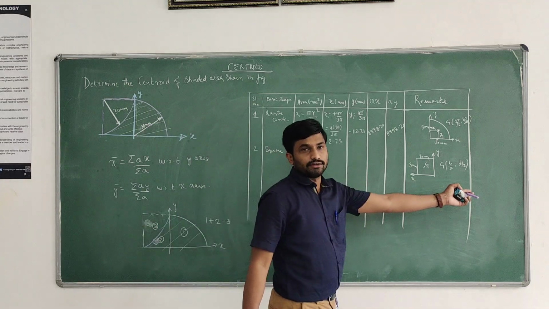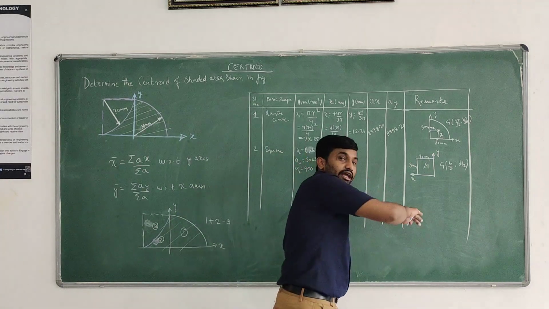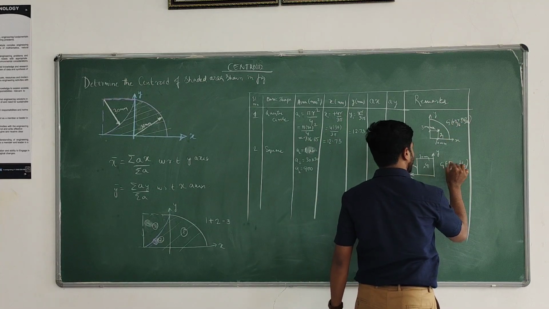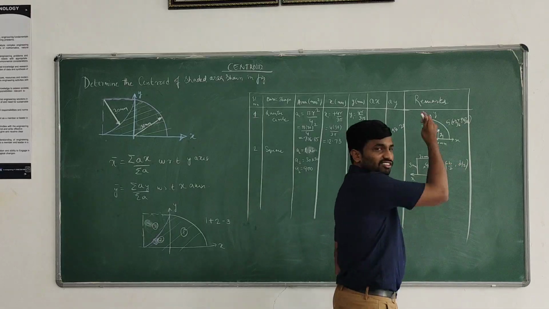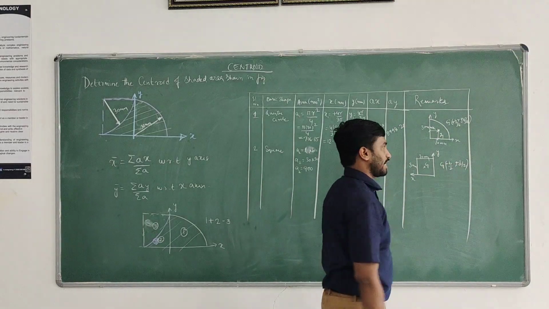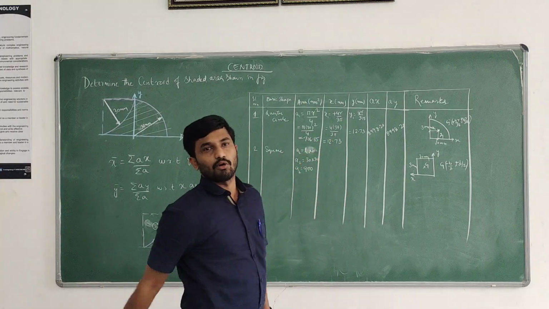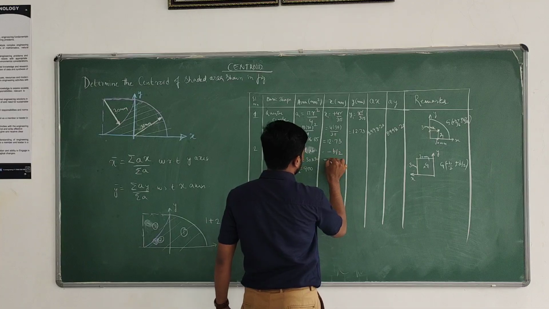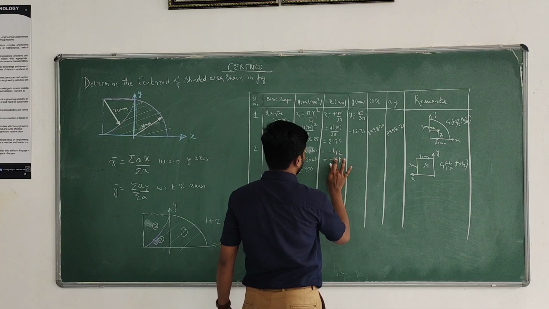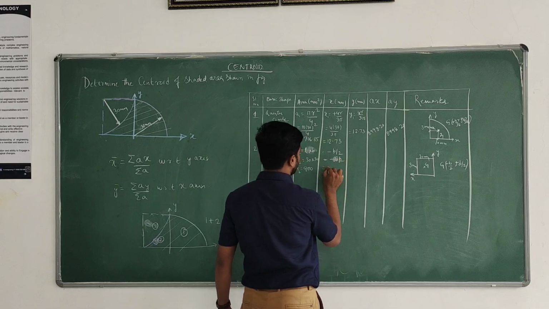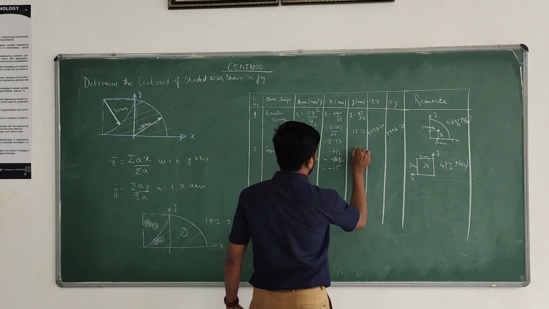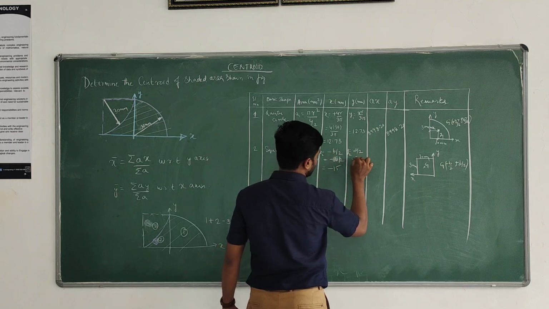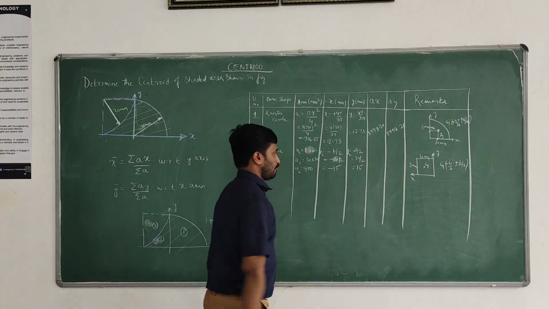It is in the second quadrant. X is negative. Here both are positive: plus 4r by 3 pi, plus 4r by 3 pi. Here x is negative, minus b by 2, but y is positive. Second quadrant, x is negative, y is positive. Therefore, minus b by 2, so minus 30 by 2. The value is minus 15. Here d by 2. This is x2. This is y2. D by 2 means 30 by 2, 15 mm.